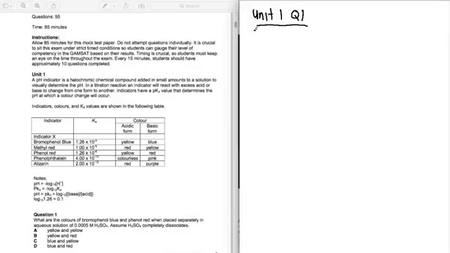Today we're going to go through question 1 of unit 1 for the Ace Gamsat mock exam. Okay, so question 1. So basically we have a set of indicators and we have a Ka which we can use to find the pKa at which a color change occurs. Okay, so what are the colors of bromophenol blue and phenol red when placed separately in aqueous solution of 0.005.